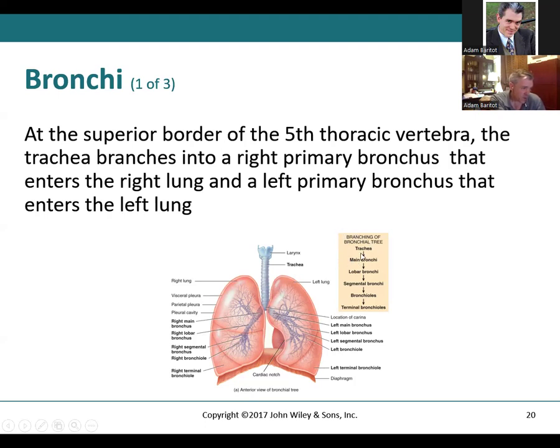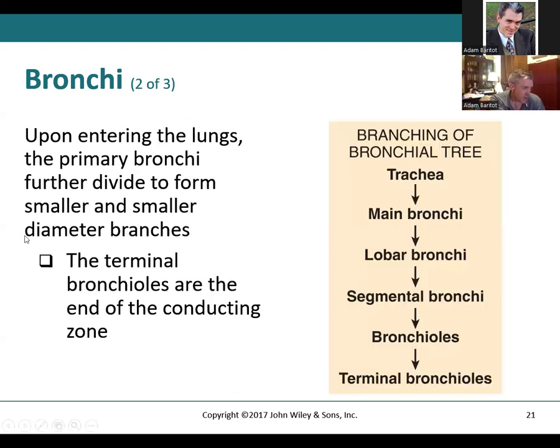As the bronchi separate, there are 2 main bronchi, which will shift into different lobes. As I mentioned, those are lobar bronchi. Those lobar bronchi will subdivide into segmental bronchi, and then ultimately into bronchioles, and then terminal bronchioles, which end in alveoli. Upon entering the lungs, the primary bronchi will divide to form smaller and smaller diameter branches. The terminal bronchioles are the end of the conducting zone.